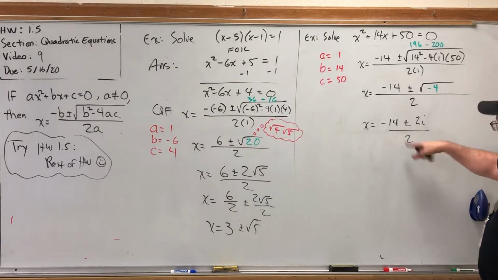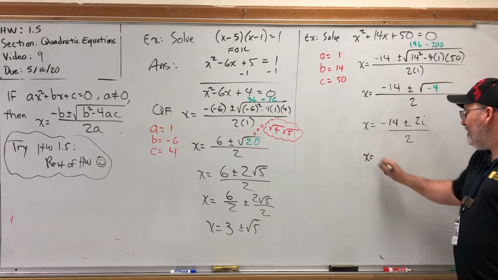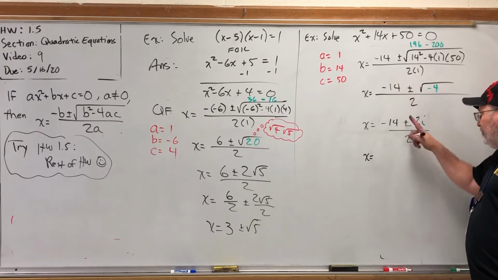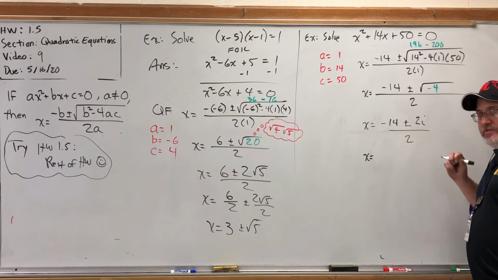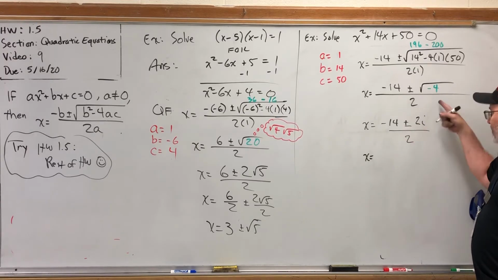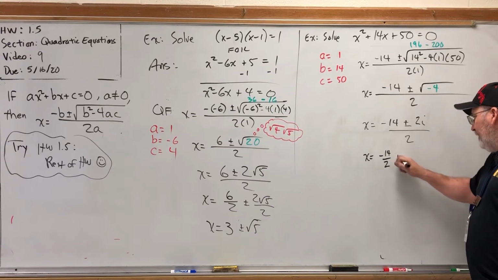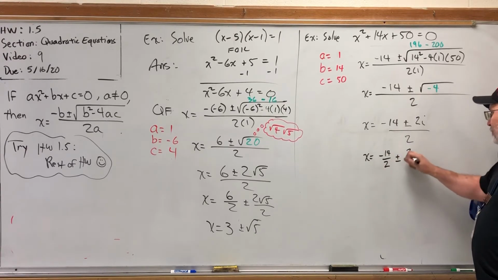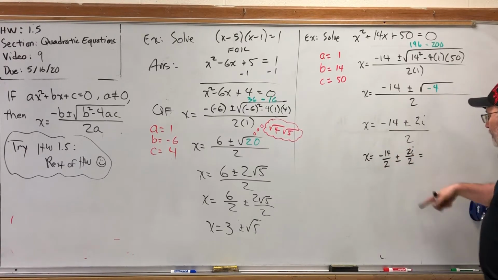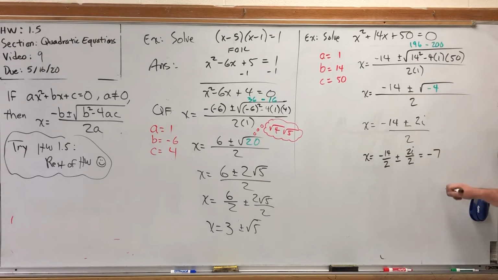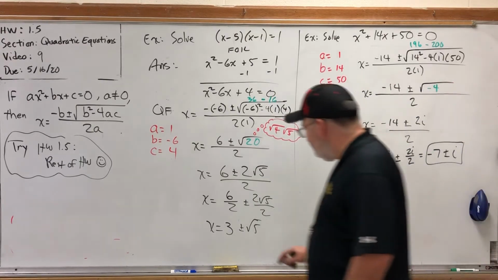However, I can split this into 2 fractions and reduce. And I'll be honest, you can do the split part mentally and then reduce them instantly. I can reduce this and I can reduce this. Just make sure you reduce both of them. But if you split it into negative 14 halves plus or minus 2i over 2, negative 14 over 2 is negative 7, 2i over 2, the 2's cancel, and we get negative 7 plus or minus i.